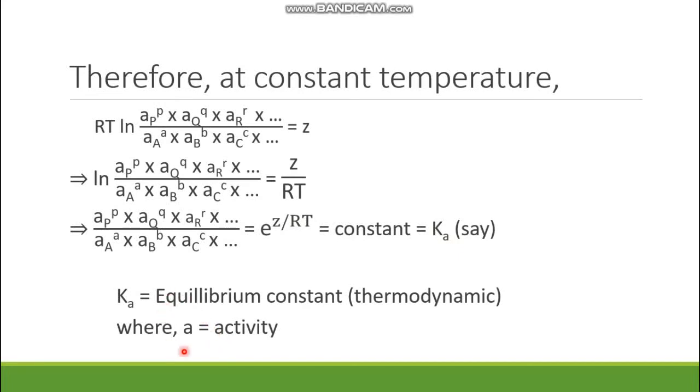Okay, and you must mention somewhere that A, small letter a, represents activity. That is not concentration, that is activity. Okay, so this is activity equilibrium constant. You will have so many equilibrium constant terms. If it is written Ka, that means you have to represent this K in terms of activity.